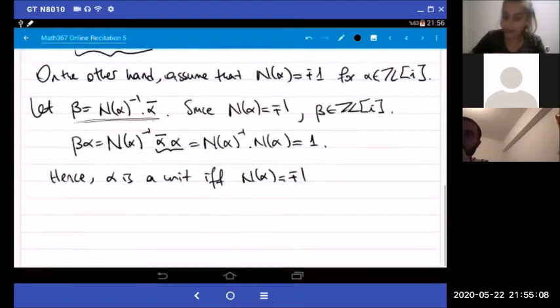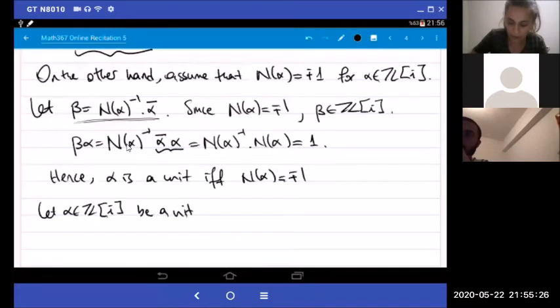So we have proven that alpha is a unit if and only if the norm of alpha is plus or minus 1. Now in our ring Zi, we are looking for the elements whose norm is plus or minus 1, of course. Now let alpha be in Zi, be a unit, then the norm of alpha is plus or minus 1.